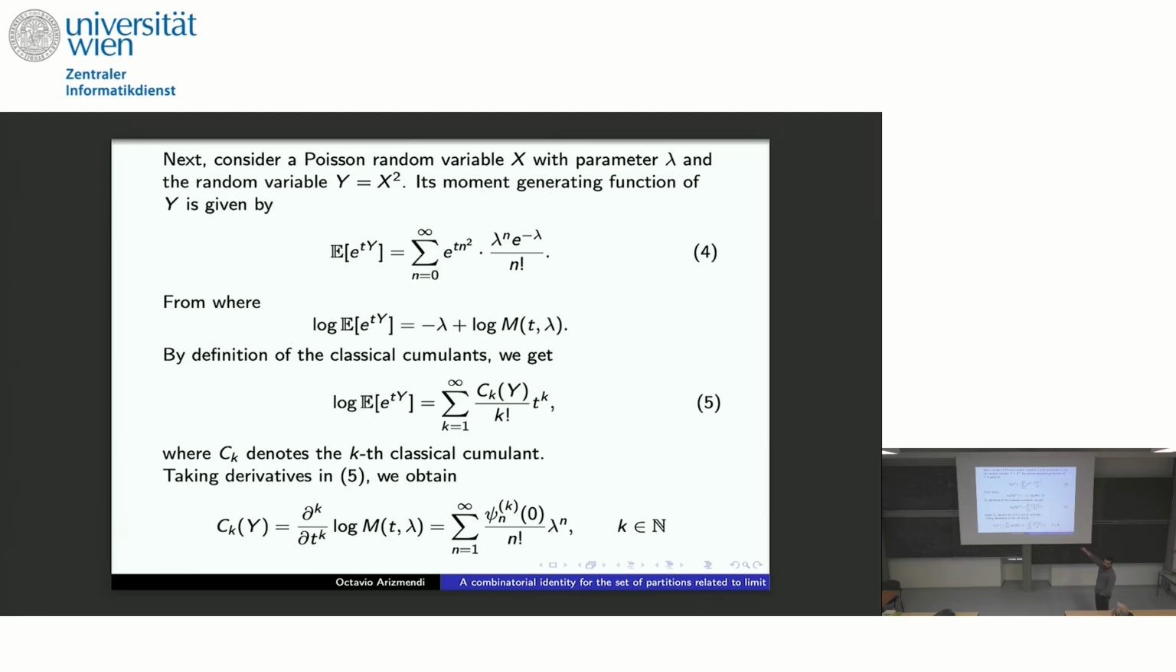You take y to be x squared, and then you take the characteristic function, the Fourier transform of this guy, and you see you get this. And then you take the logarithm of this guy. This is the cumulant, so lambda goes here. Then, by definition of classical cumulants, these are just the cumulants of this variable. Okay? So the cumulant with respect to k of this variable is exactly what you want.